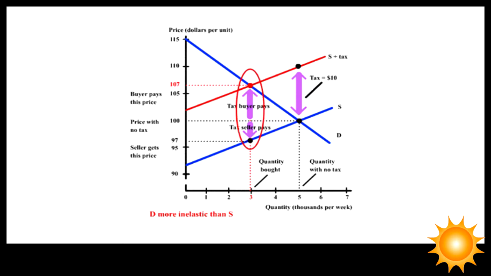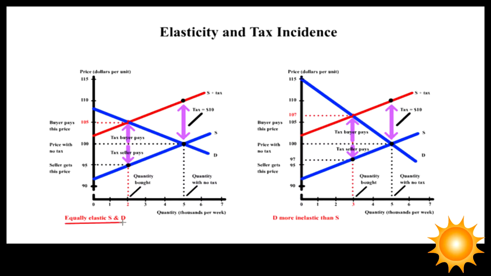Let us see a side-by-side comparison. On the left, demand and supply are equally elastic. Buyer and seller pay equal share of the sales tax. On the right, demand is more inelastic than supply, so buyers pay a larger share of the sales tax.